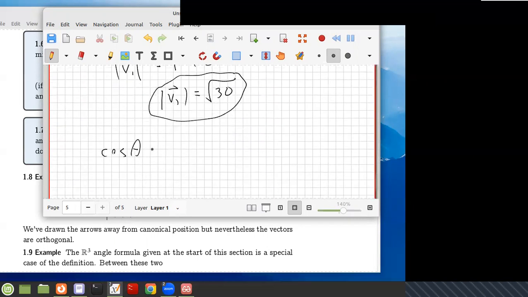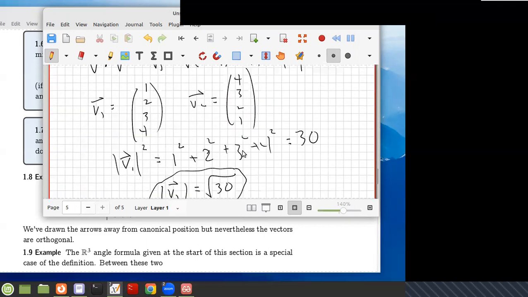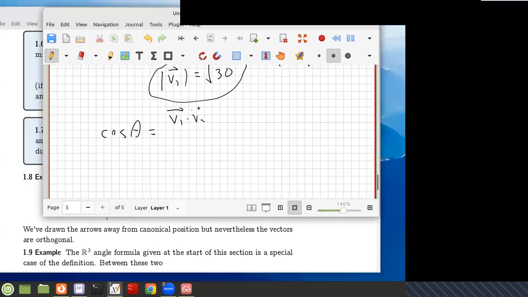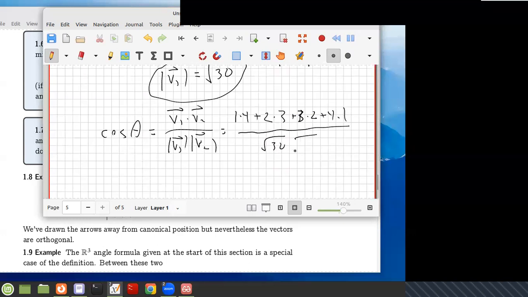Well, we'd have cosine theta. And since it's clear from this formula that the magnitude of V2 equals the magnitude of V1, because it's just rearranging the 4, 3, 2, 1, cosine theta is going to equal V1 dot V2 over the magnitude of V1 times the magnitude of V2. So we can put in 1 times 4 plus 2 times 3 plus 3 times 2 plus 4 times 1, over the square root of 30 times the square root of 30, which is going to equal 4 plus 6 is 10, 12 plus 4 plus 4, 4 plus 4 is 8, 12 plus 8 looks like 20, over 30. So it looks like the cosine of this is 2/3.